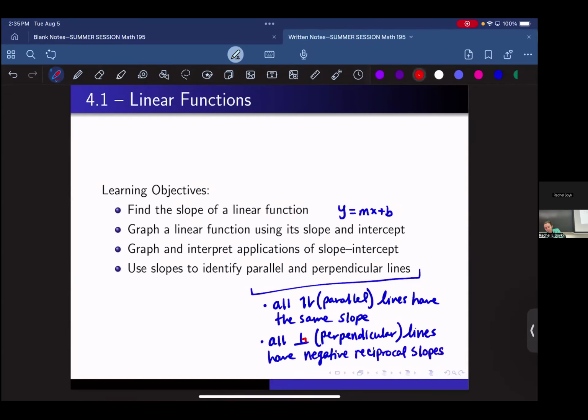And so an example of that is like, let's say your slope was 1/4. The negative reciprocal, reciprocal is just you flip your numerator and denominator. So now it's 4/1, and negative means you just multiply it by a negative. So negative 4/1, which is the same as just -4.